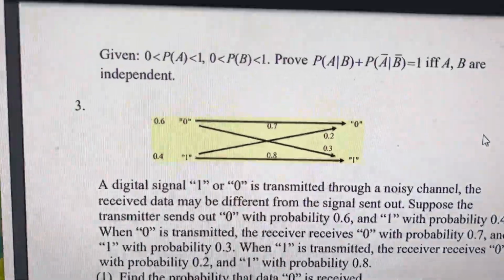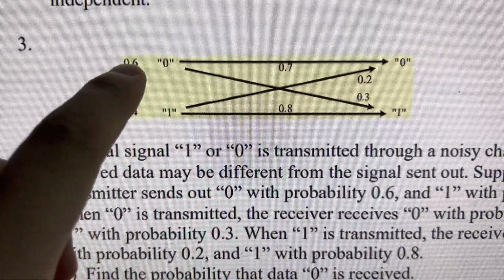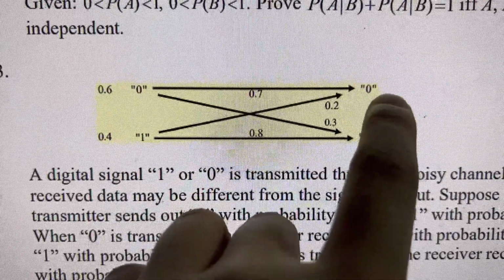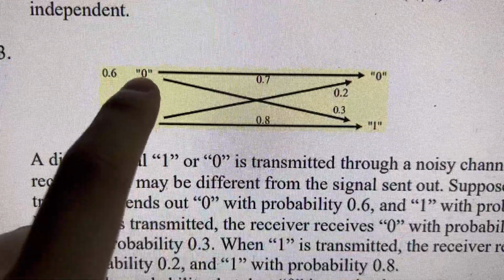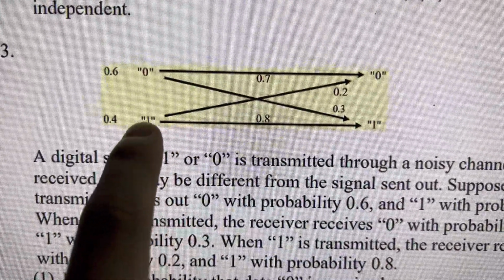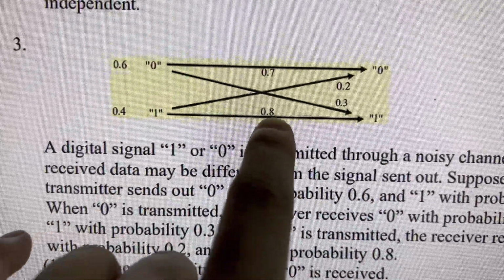So you can see on the graph, 0.6 and 0.4, and 0 sends out to 0 is 0.7 and sends out 0.3 with signal 1. 1 sends out 0 by 0.2 and 1 sends out to 1 is 0.8.